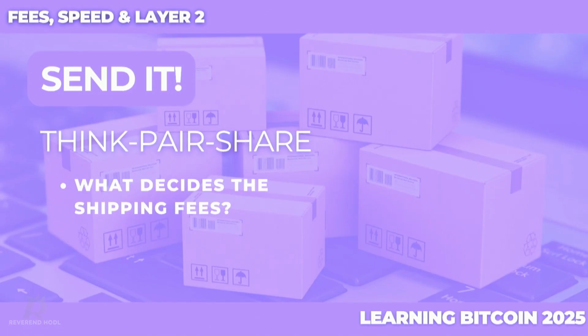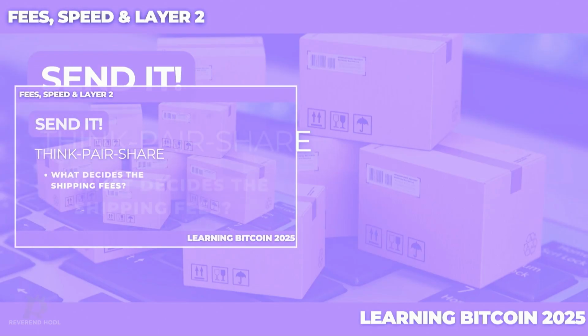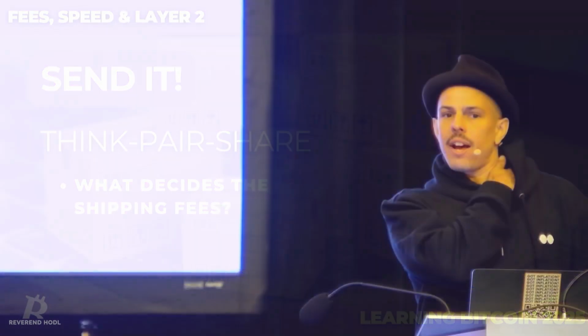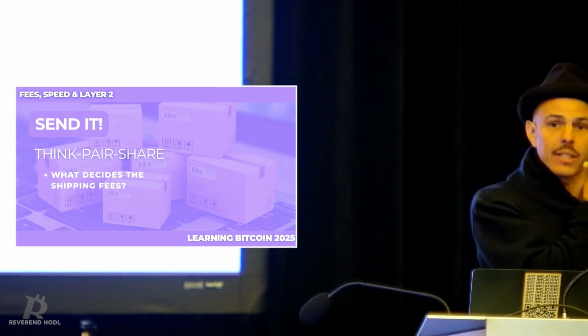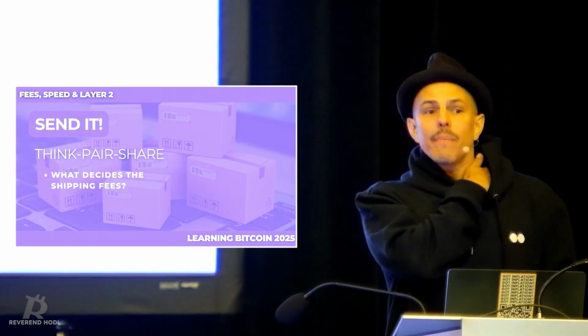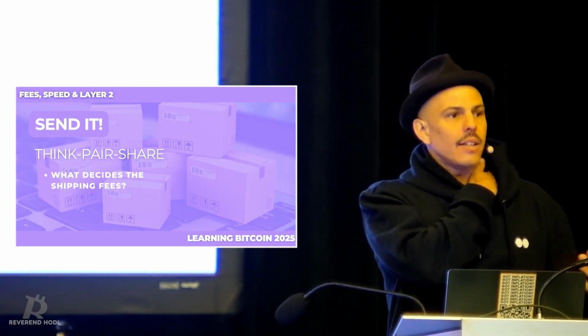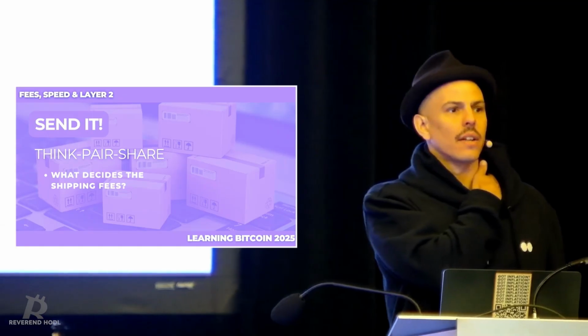And I'm not sure if there's a microphone with one of my volunteers somewhere, but I'd like to know, if you guys think for a second, what decides the shipping fees of these 5 items? What are the characteristics that are assessed and evaluated as we ship things? How do they decide what's expensive and what's not?